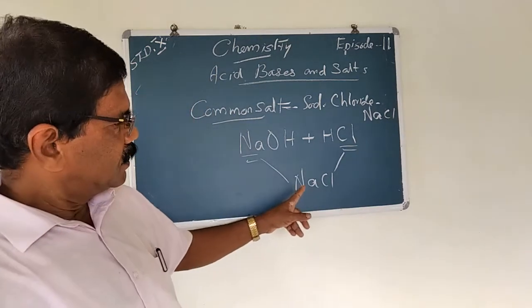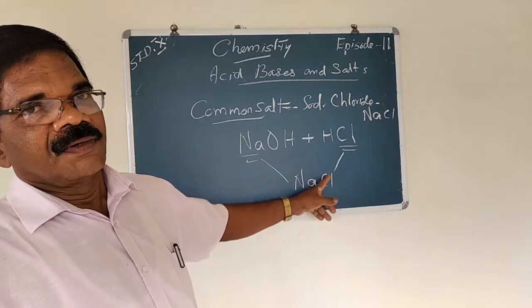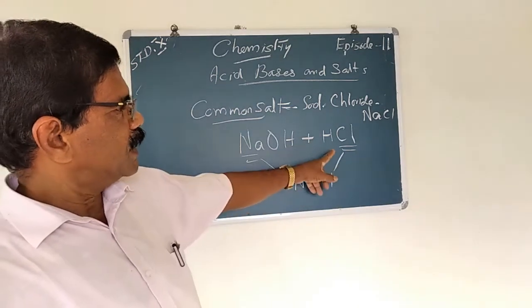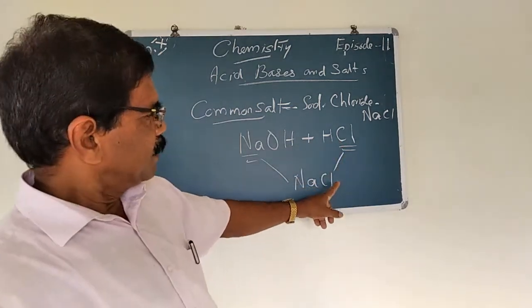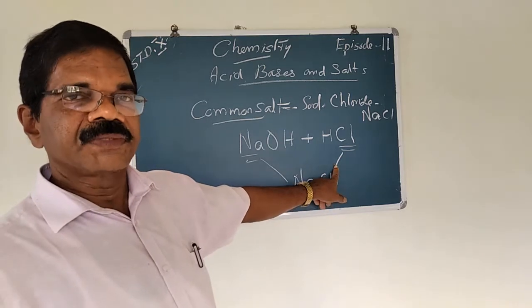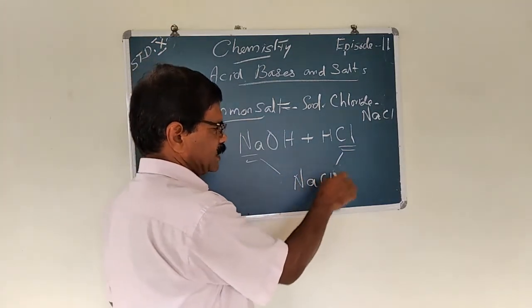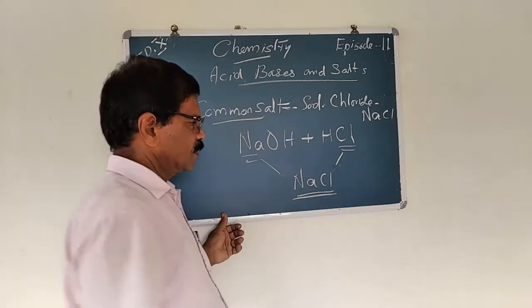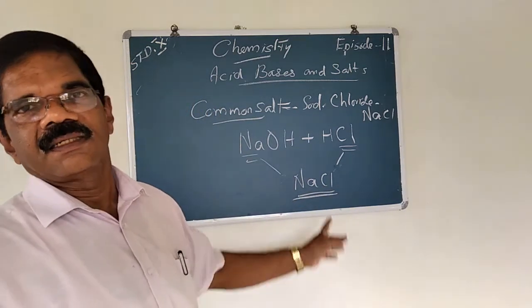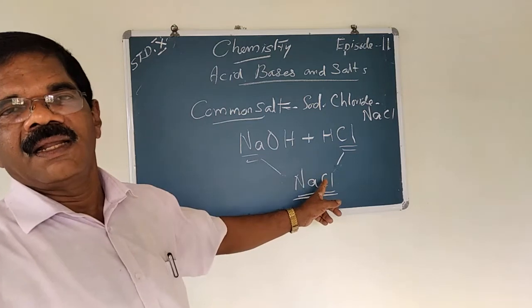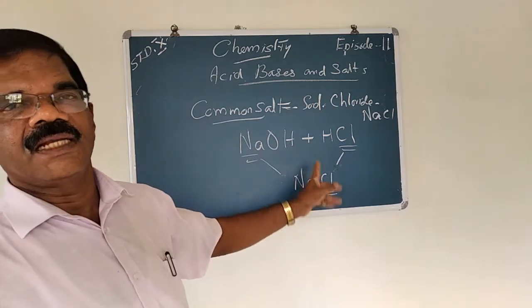Here, we see how it is formed by the reaction of sodium hydroxide and hydrochloric acid. Then the salt NaCl, sodium chloride, is formed. What we are seeing is that we can classify sodium chloride as fully neutral, slightly acidic, or slightly basic.